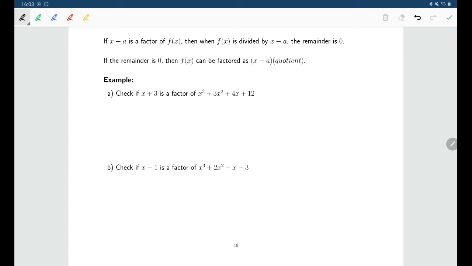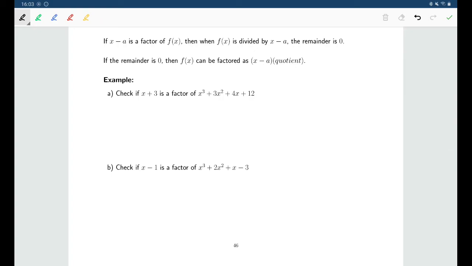So same sort of thing that we're going to do here. We're going to check to see whether this polynomial is a factor of this polynomial. And if it is, then we can factor out the polynomial as x plus 3 times whatever the quotient happens to be. And if not, then not. So finding out if it's a factor or not, that we do with synthetic division.